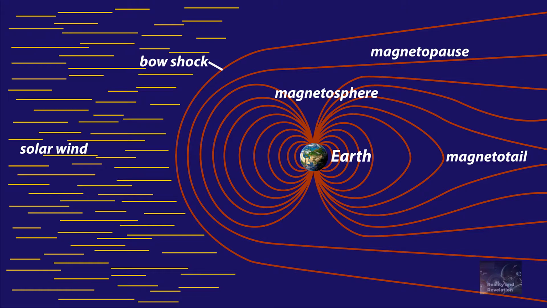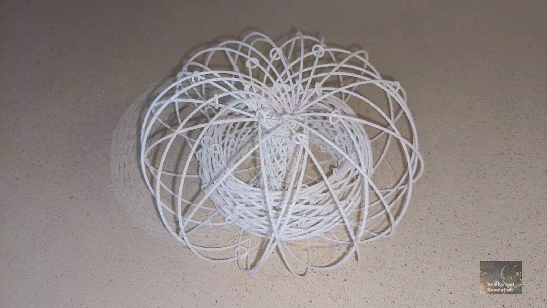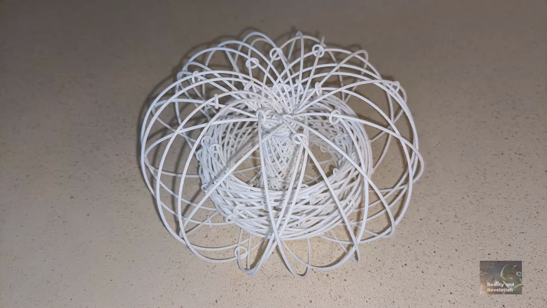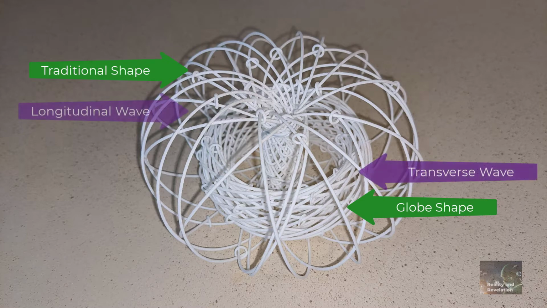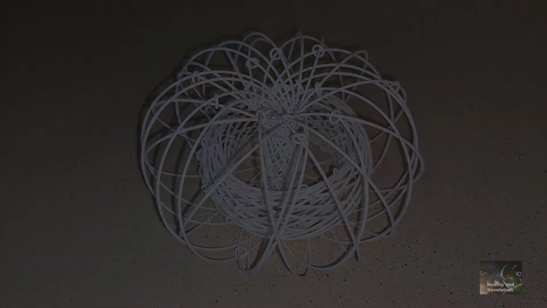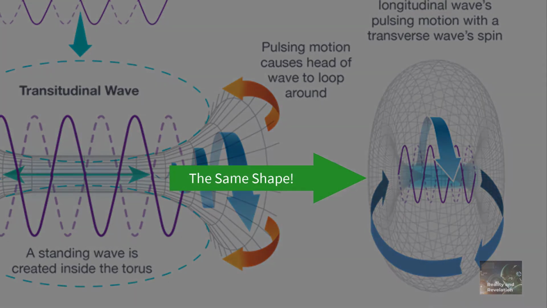Fortunately, we can demonstrate how this would work with another model. To replicate the torus of the magnetosphere, we need to integrate the two torus shapes. This integration can be done by looping two tori together. This photo shows what two integrated tori look like when they're 3D printed. Here's what they look like after they're shaped. You can see the donut-shaped torus on the outside and the globe-shaped torus on the inside. But haven't we seen this shape before? Yes, we have, in the proposal of the third type of wave. It's the same shape.